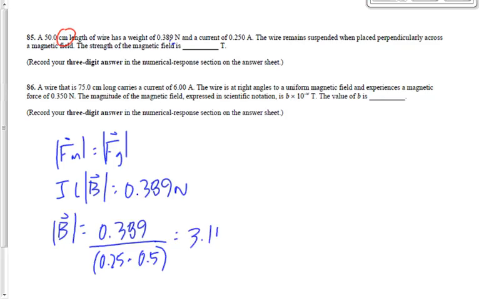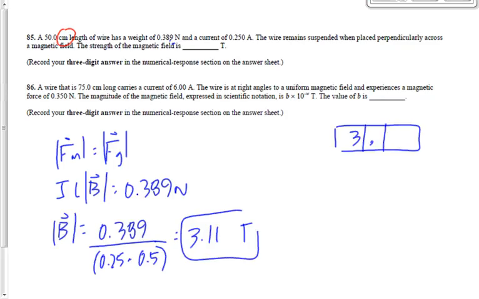3.11 Tesla. Agree? Good. And how would we express that? 3.11. Put the decimal place in there. Notice that they're not asking for it in scientific notation or any exponent or anything like that, right? It's just the number.